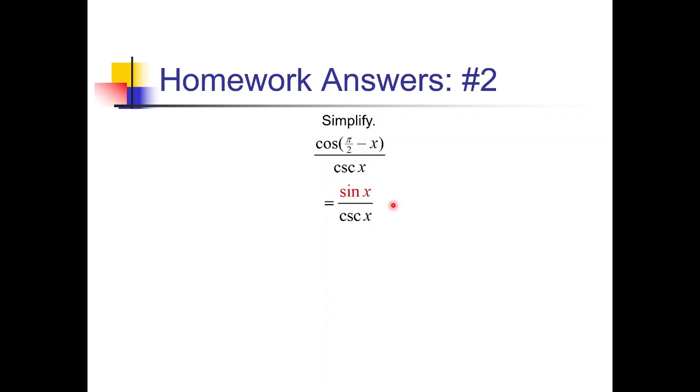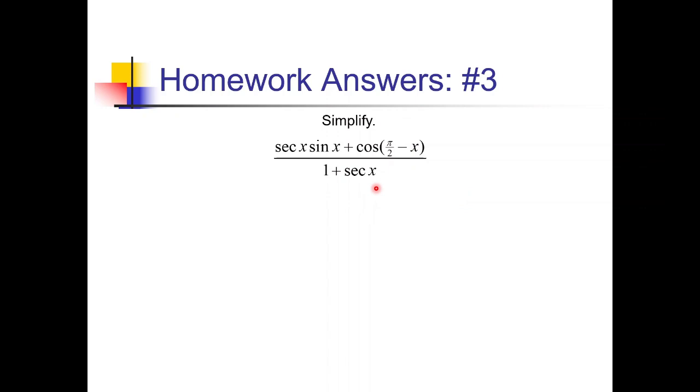And at this point, I can turn cosecant into 1 over sine. And now if I same change flip this thing and multiply, I've got sine of x times sine of x, which will give me a final answer of sine squared of x.